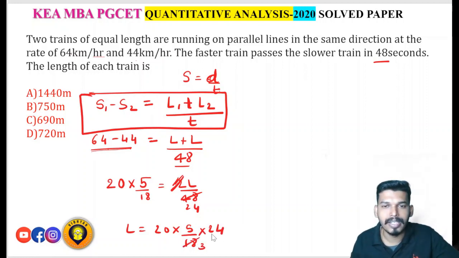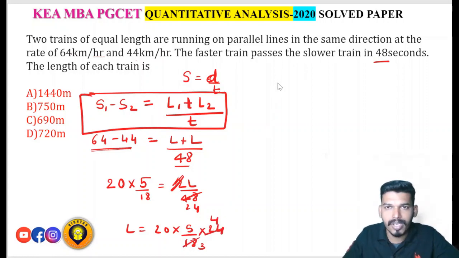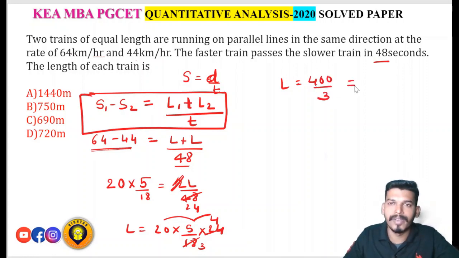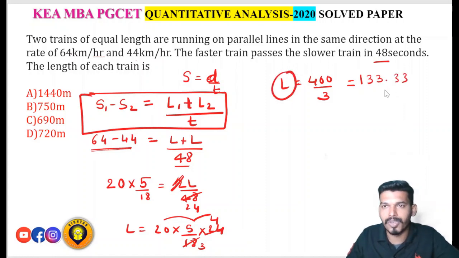So 6 3s are 18, 6 4s are 24. So L is equal to 25s are 100, 100 4s are 400. 400 divided by 3, you will get 133.33. That is, the length of the train is equal to how much? 133.33. That means there is some error in the question.